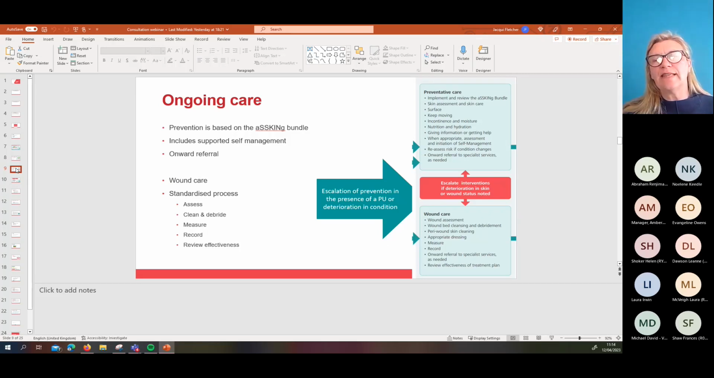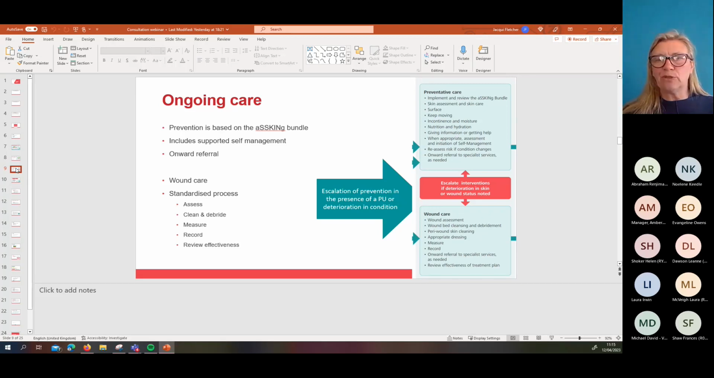So once you've identified them as being in the amber or red category, so remember, if they're green, the only thing you have to do is document it and set a date for reassessment. If they're amber or red, then you have to think about what care you are going to deliver to them.